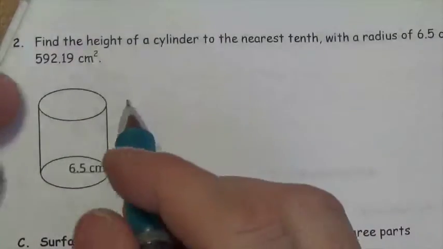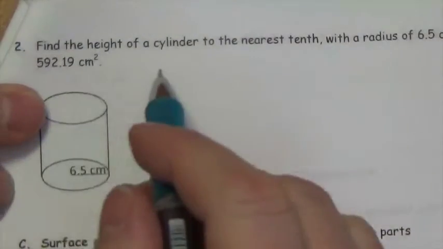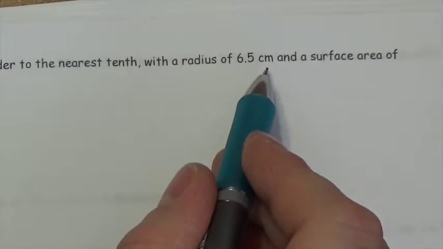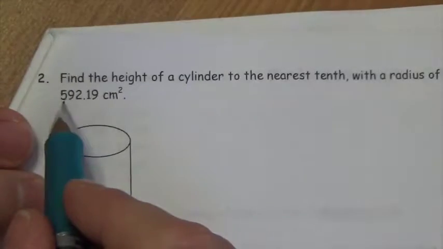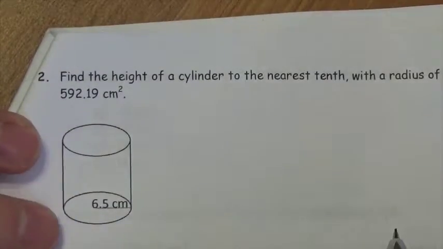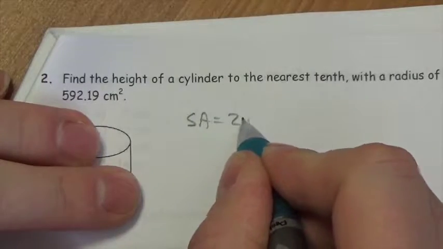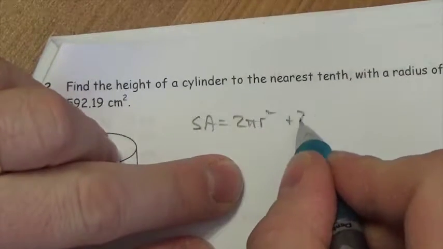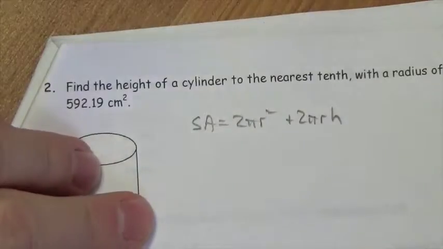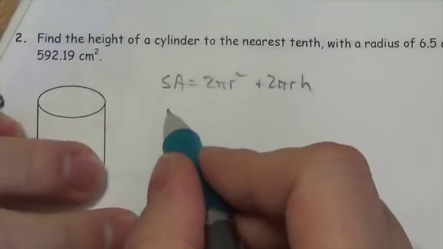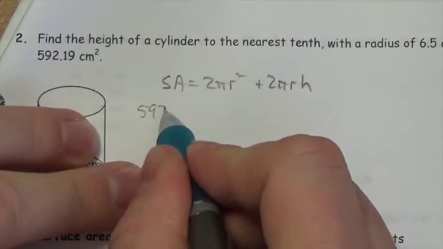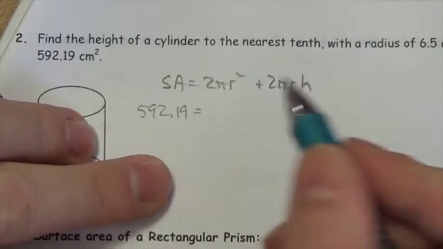Okay, so in this question we're supposed to find the height of the cylinder to the nearest tenth, if the cylinder has a radius of 6.5 centimeters and the surface area is 592.19 centimeters squared. So this is a case of us really just manipulating the equation here. This is the surface area of a cylinder. We already know that the surface area is 592.19 centimeters squared.